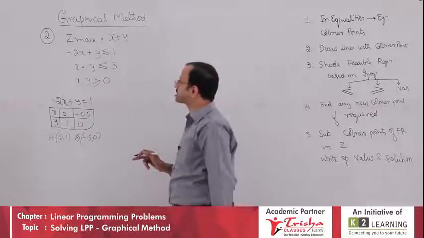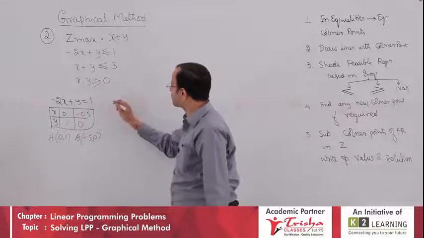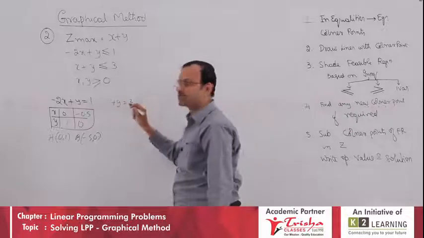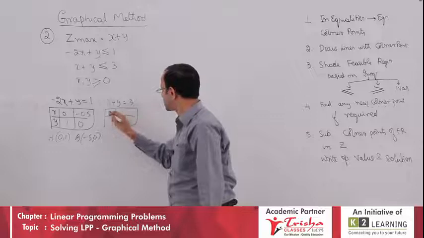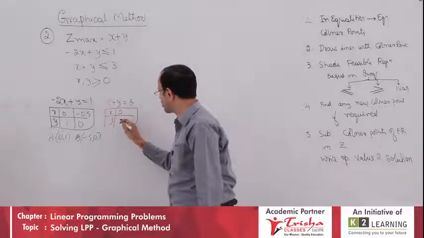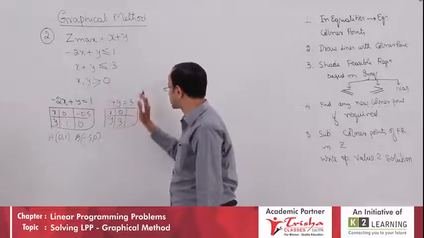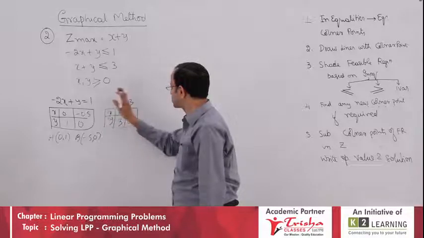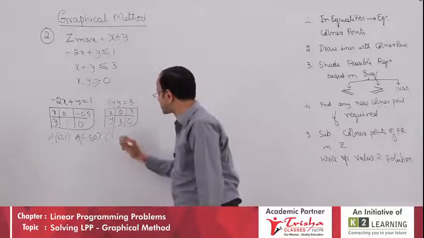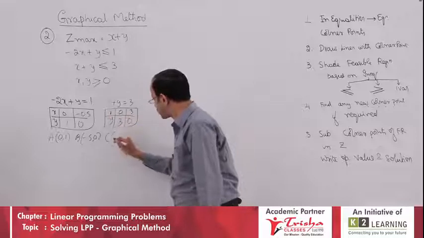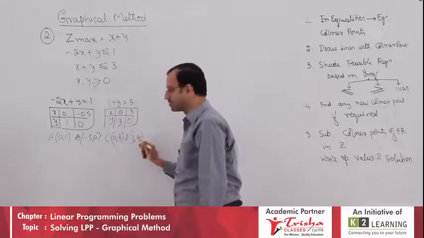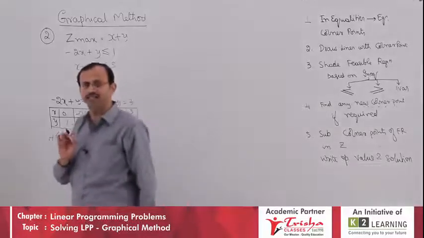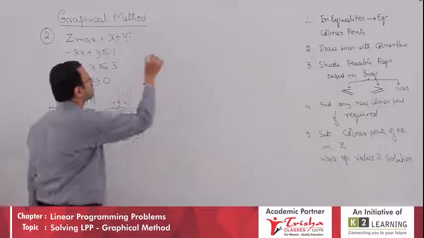Let us look at the next one. The next one is x plus y equals 3. First step: take x equals 0, then y equals 3. If y is 0, x is equal to 3. Therefore, point C is (0, 3), whereas point D is (3, 0). So we have A, B, C, D. With the help of this, can we solve?